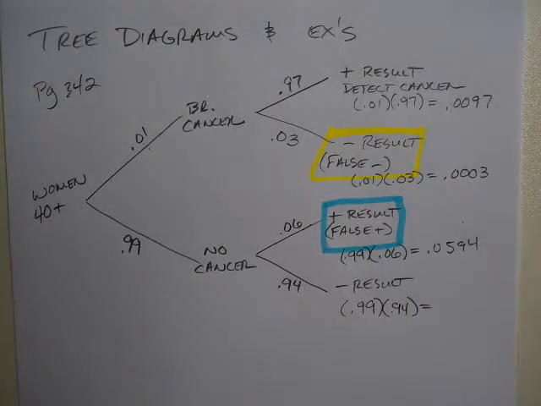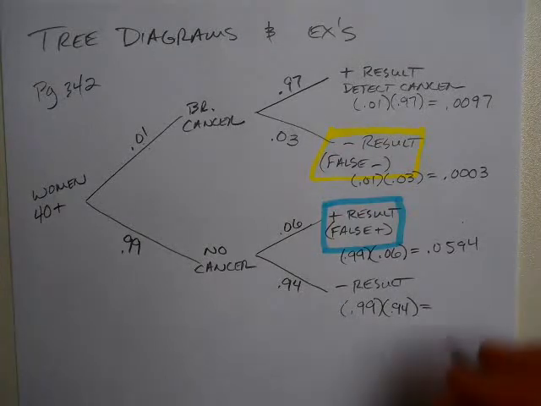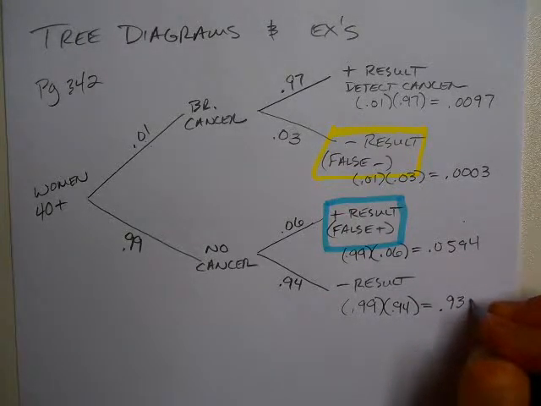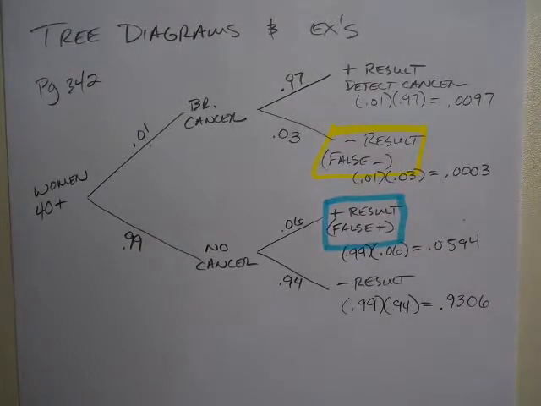And then 0.99 times 0.94 is going to give us the probability that a woman walks into her doctor's office, gets tested, and walks out without cancer, and the test is telling her the truth. So about 9,306 out of 10,000 are going to be in good shape. So, any concerns here?